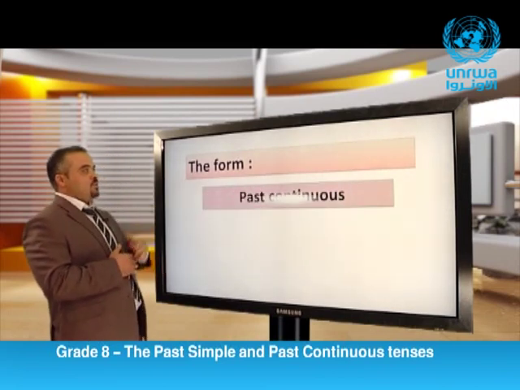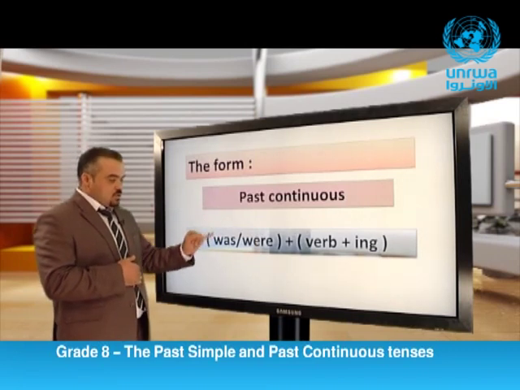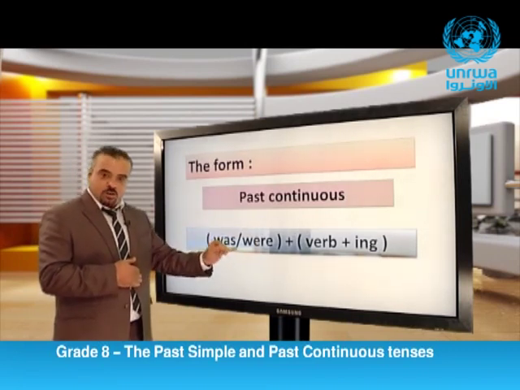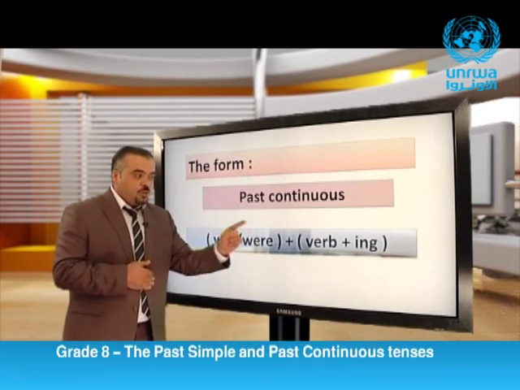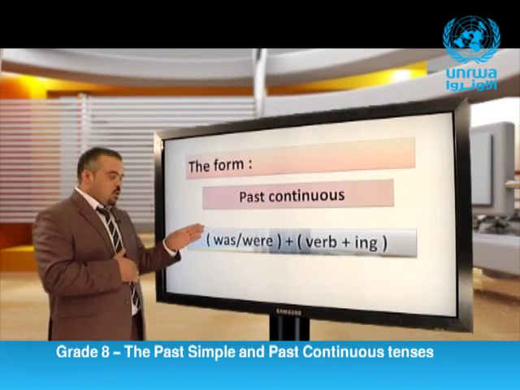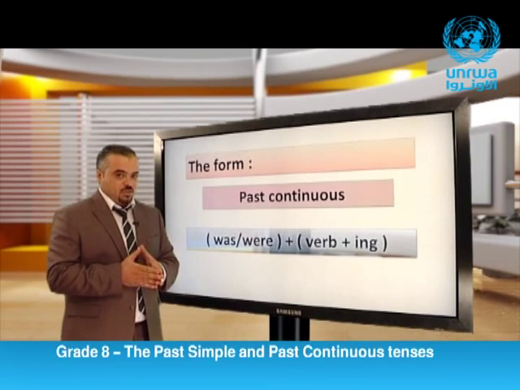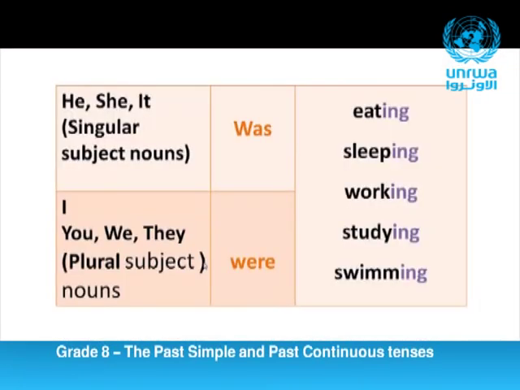Okay, look here. The form of the past continuous. Was or were plus verb plus ing. Okay, now let's move to the next slide. This table shows the form of the past continuous tense more clearly.